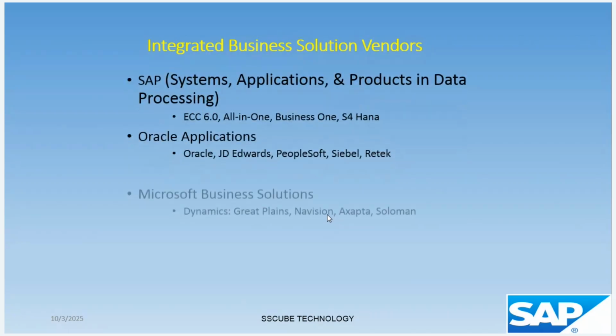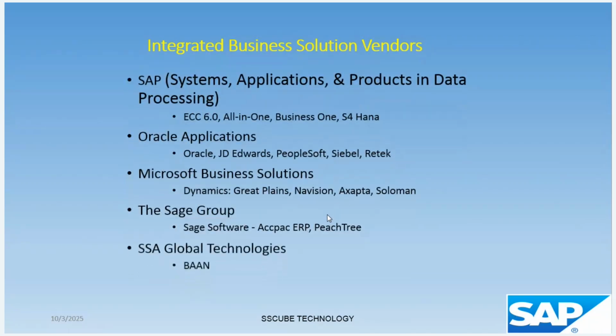Now, when we talk about SAP's vendors, what are the vendors? There are many other vendors available in the market. SAP has ECC 6.0, All-in-One, Business One, S4 HANA, and many other solutions. Oracle applications include Oracle, JD Edwards, PeopleSoft, and CPL Retail. Microsoft Business Solutions includes Dynamics, Great Plains, Navision, Axapta, and Solomon. Sage Group includes Sage Software, ACCPAC ERP, and Peachtree. And SSA Global Technologies is BaaN. So these are the competitors of SAP in the market.